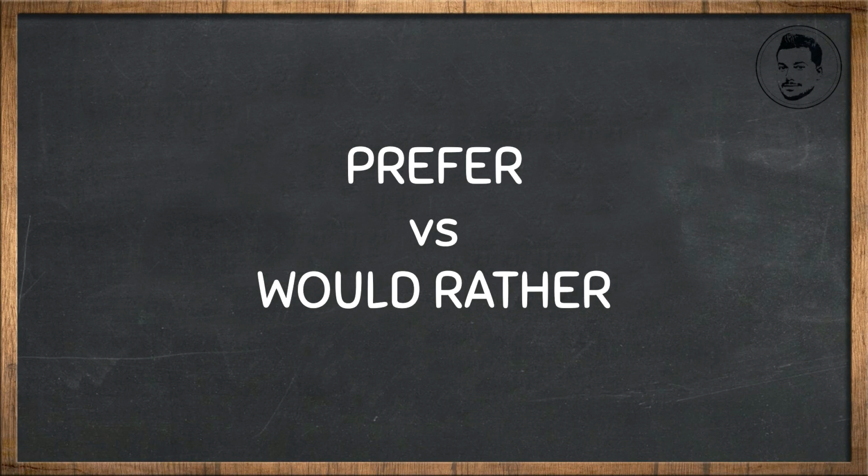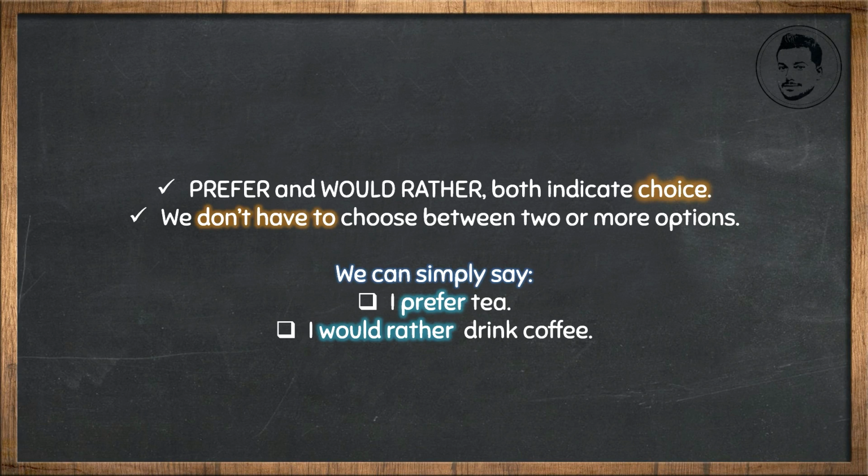Hi guys, today we're going to talk about prefer, would rather, and would prefer to. So the first thing that we need to know is we use these structures to talk about our choices. We don't have to always choose between two or more options. We can basically say what we prefer.